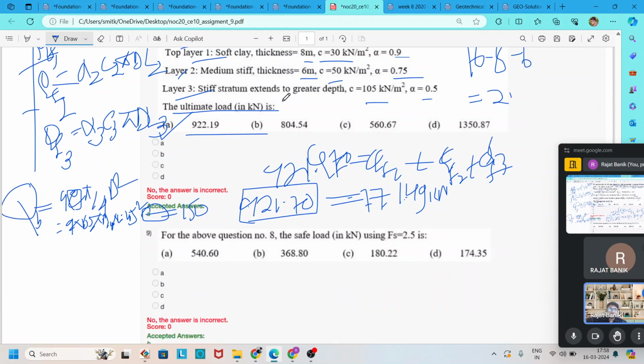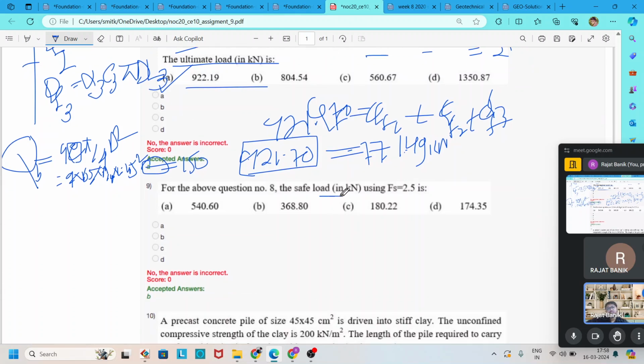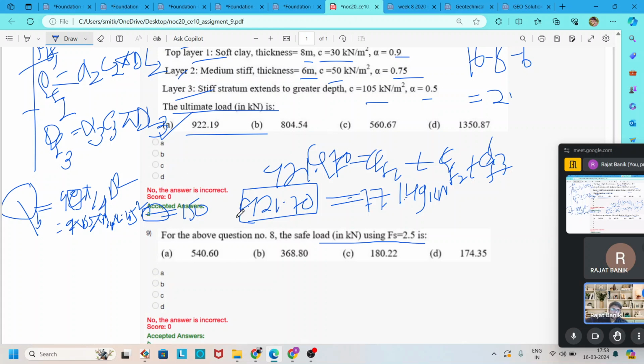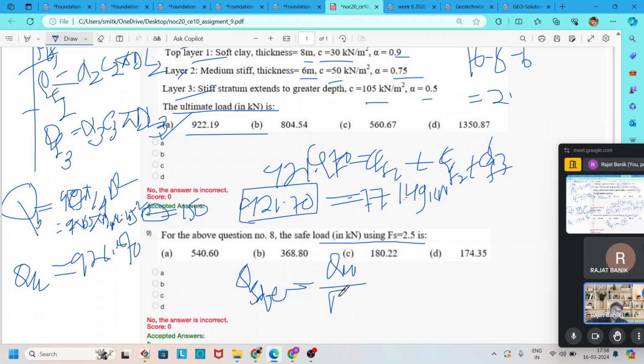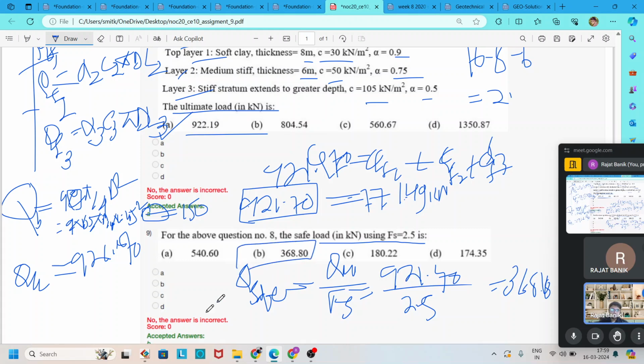Now, move on to question number 9, which is linked to question number 8. Question number 9 asks to find the safe load where the factor of safety is given as 2.5, and we use the data of question number 8. In question number 8, we found the total ultimate load, Q equal to 122,470. We have to find Q safe. Q safe is equal to Q ultimate divided by the factor of safety. The factor of safety is 2.5. So divide it by 2.5 and get 368.63. So the closest option is option B. So our correct option is option B.